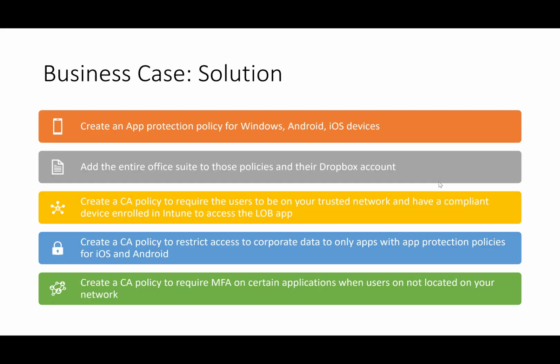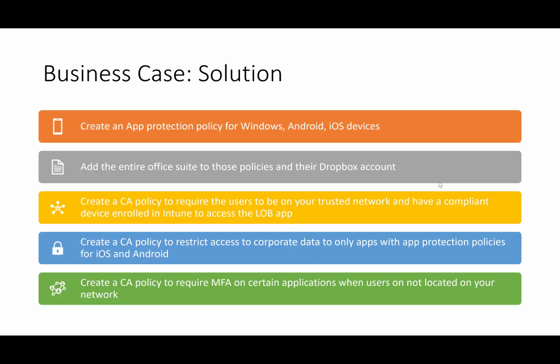So again, coming back to this business use case, we have the scenario where we had all these various features going on, but we can create this app protection policy for Windows, Android, and iOS so that this entire Office suite and the Dropbox account are protected by these policies, so users cannot access them off a corporate location, and the LOB app there as well. But we also require them to use those managed apps as trusted apps and not transfer data into unsecure locations, even on a personal device.